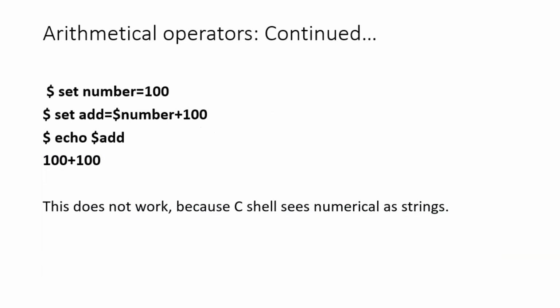We are still in the topic of arithmetical operators. You cannot do mathematical operation by assigning a number to a variable, then using the plus assignment operator to perform addition. This is because numericals are not recognized in the C shell as numbers. This is not Python. They are just considered as strings by the shell.